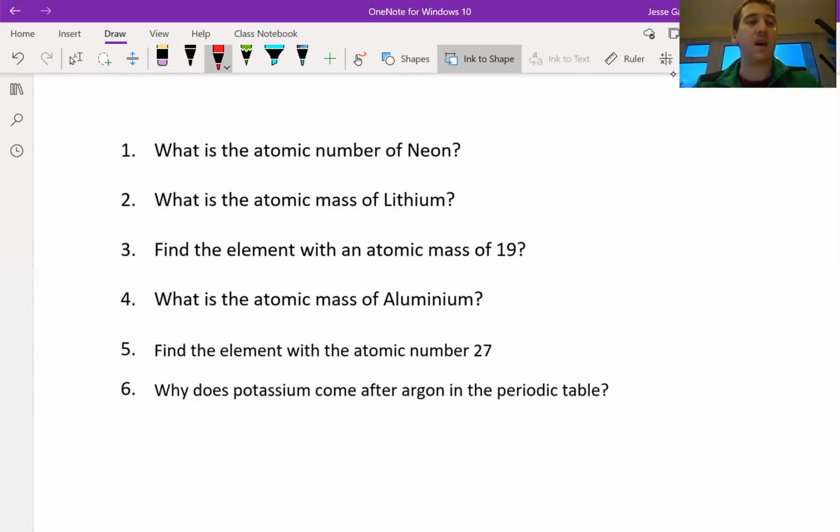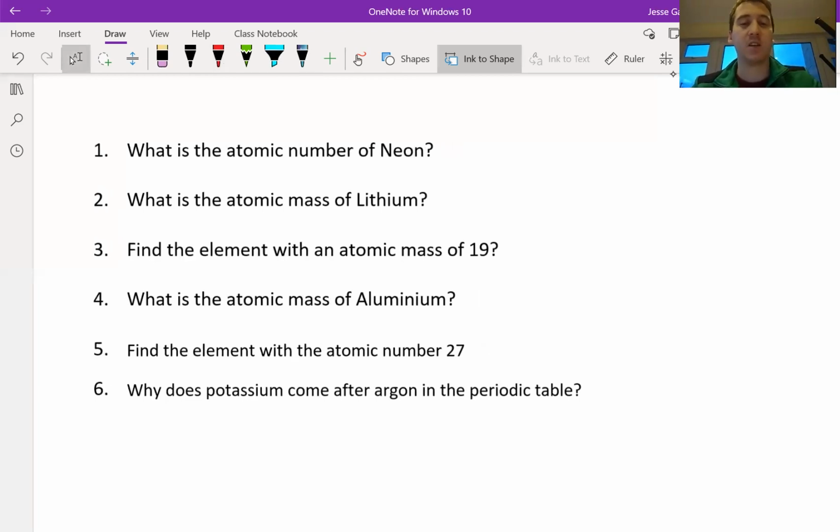What is the atomic mass of aluminium? That would have been 27. So well done if you said 27. Number 5, find the element with the atomic number of 27. That would be cobalt. Well done if you got that right.